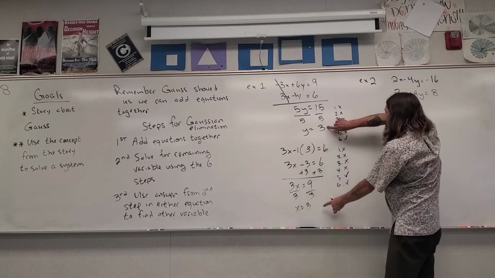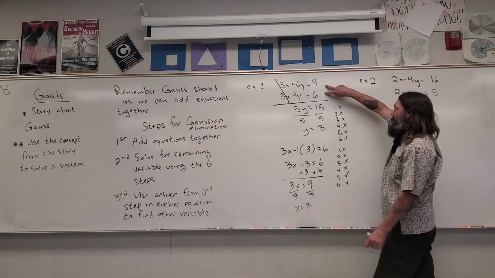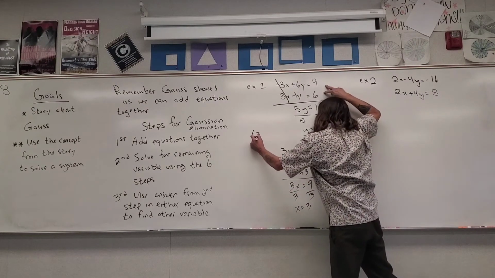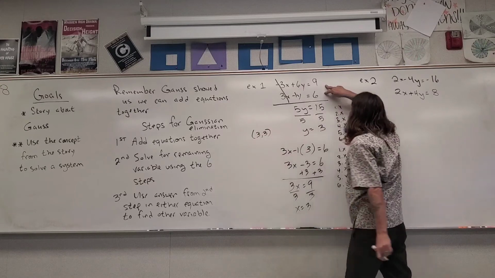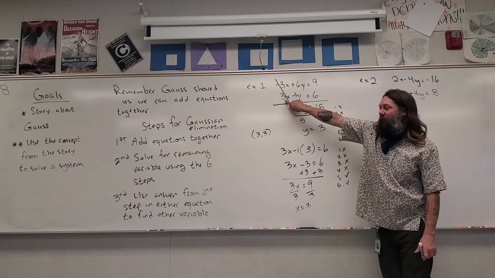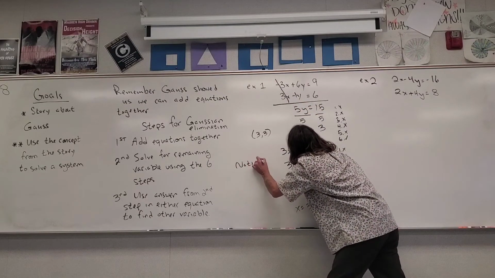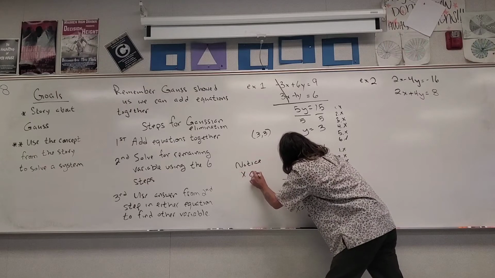I have an ordered pair, and this ordered pair, my x and y value, is where these lines cross. So I know these lines cross at 3, 3. Notice on this problem, the x canceled. Okay, notice the x canceled. And I'm sorry I'm blocking. Notice the x canceled.